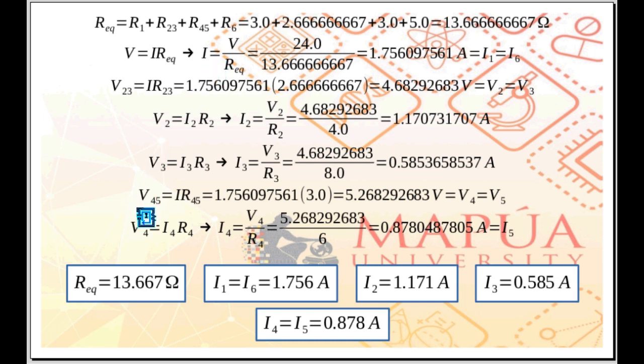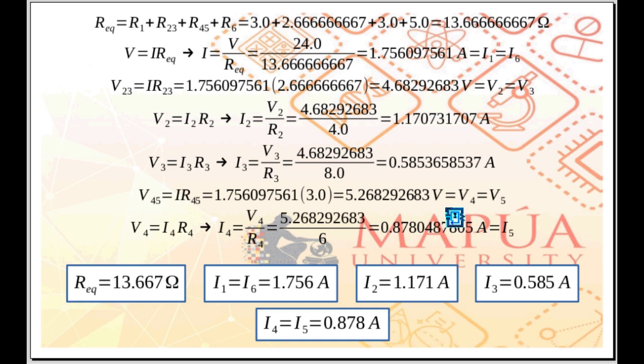Current I is also passing through R45. Ohm's law tells us V45 is equal to I R45. We know I, we know R45. We are able to determine V45, 5.268292683 volts.